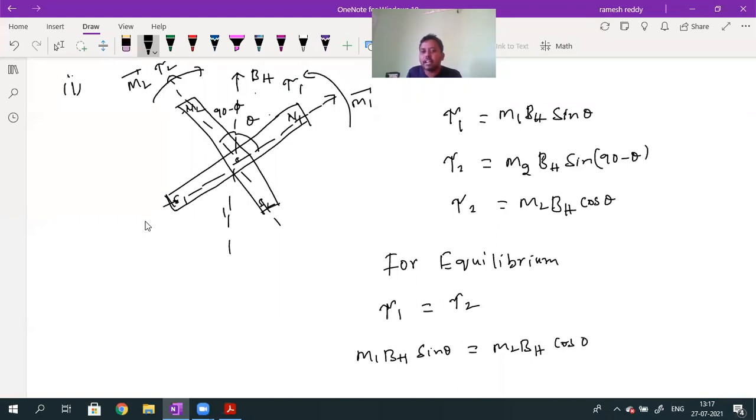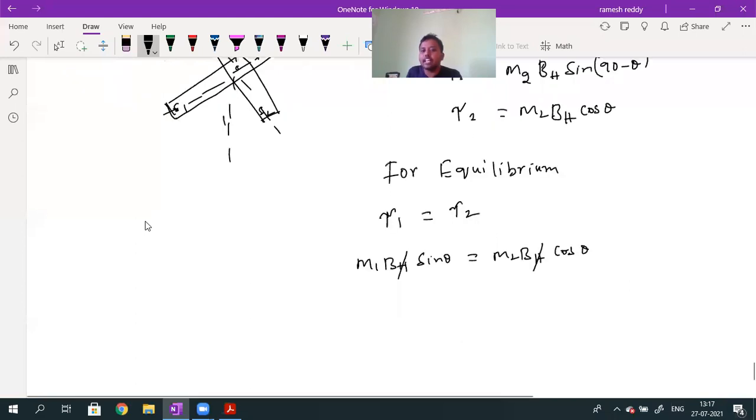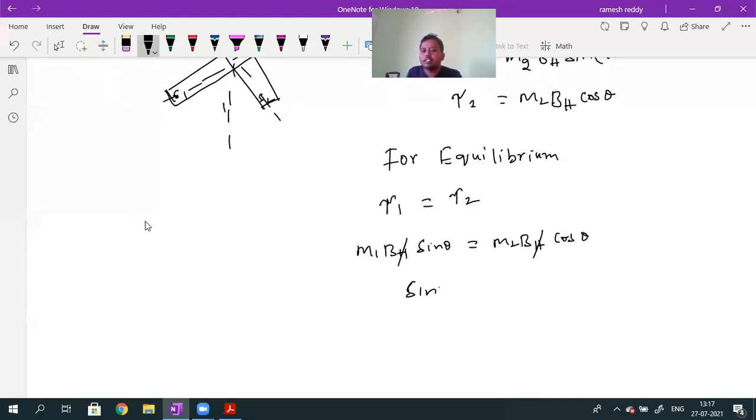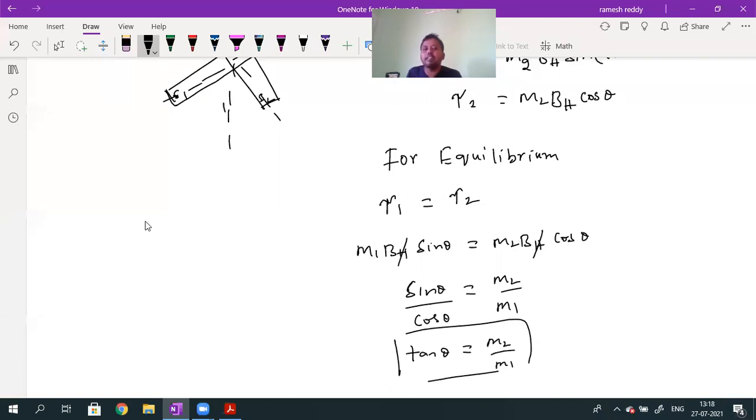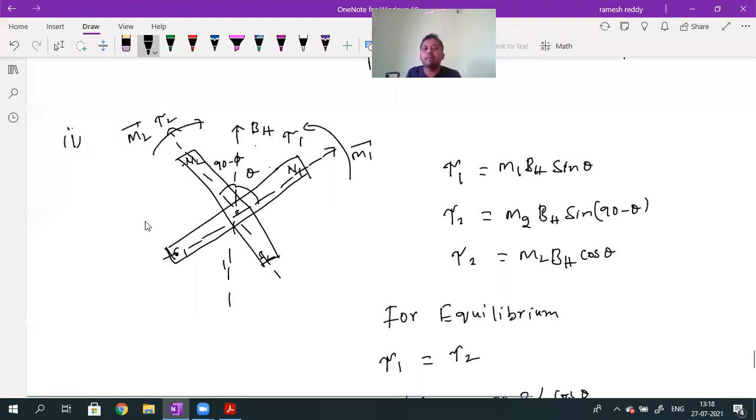Which term will be cancelled? The BH term will be cancelled. Now what do I get for sin theta by cos theta? Sin theta divided by cos theta will be equal to m2 divided by m1. Sin theta by cos theta is tan theta. So tan theta is given by m2 divided by m1. What is theta? Theta is the angle made by one of the bar magnets.